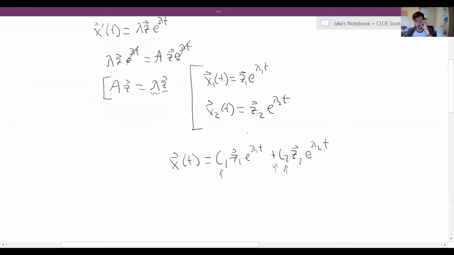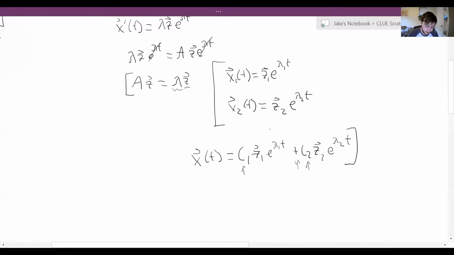So on a homework assignment, this is what you submit, something that looks like this. Sometimes problems will give initial conditions. We'll talk about that later. If we're given initial conditions, we can actually figure out what these constants are. If we're not, then we just leave them typically as C1 and C2.